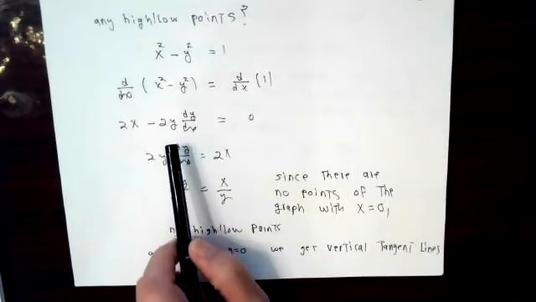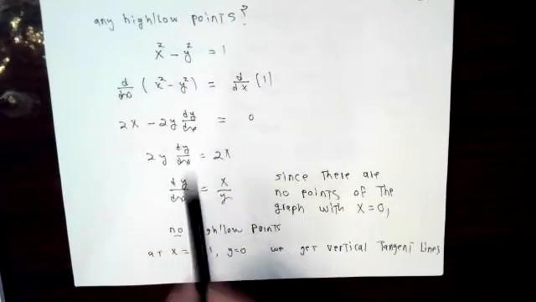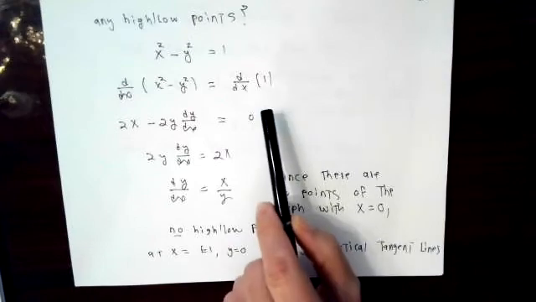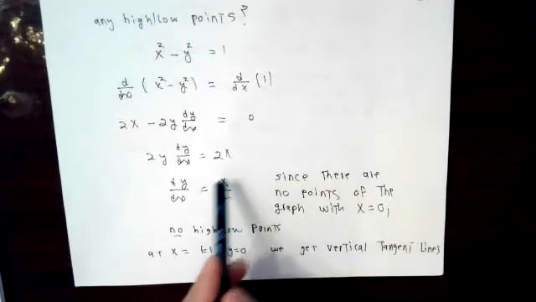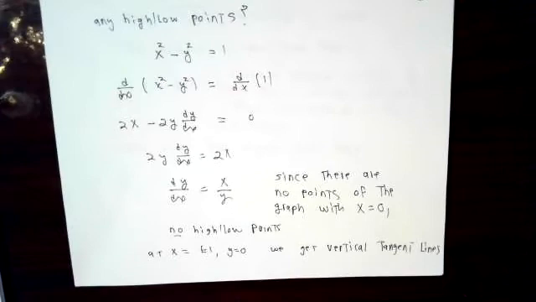2 times the next lower power times the derivative of y with respect to x. This side of the equation is the derivative of a constant, so that's 0. You can rearrange the algebra and you will find out that dy/dx is x divided by y. We don't have any points on this graph where x is 0, so there is no way this fraction can come up 0. We do have points where x is 1 and x is negative 1. Y is 0 there, so I'm going to get vertical tangent lines there. But there's no local high or low spots.